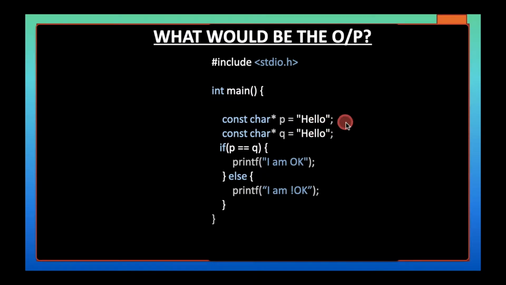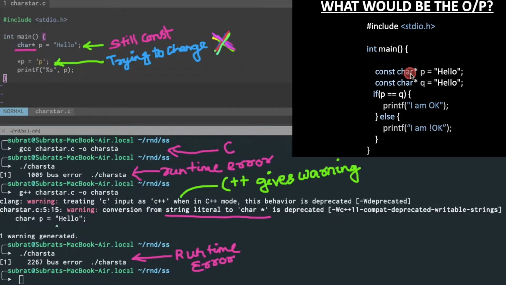That we will see. Observe here, we have two hello, okay? But in actuality, in memory there will be only one hello. There won't be two hello. String literals are by default constant. Okay, we cannot change them.